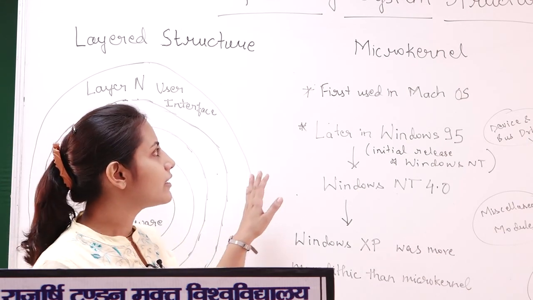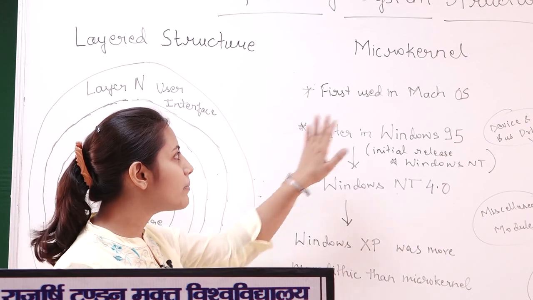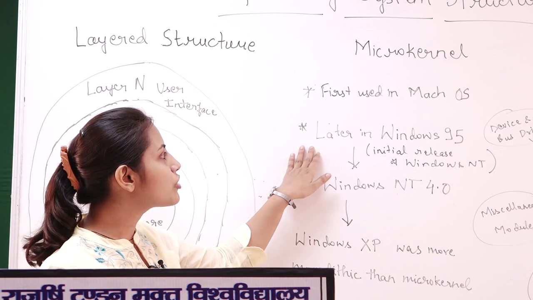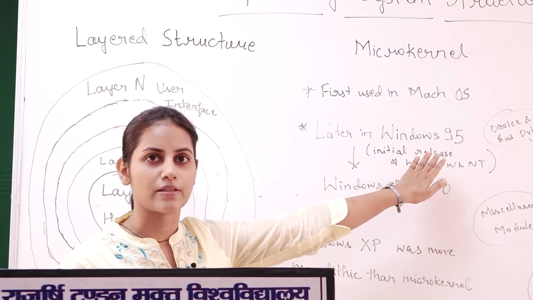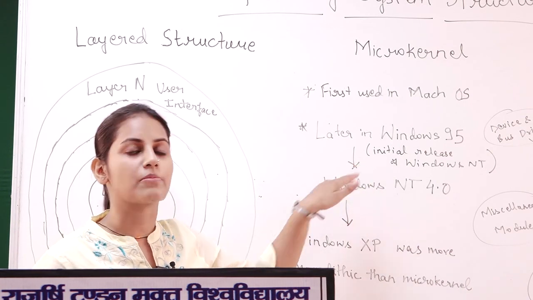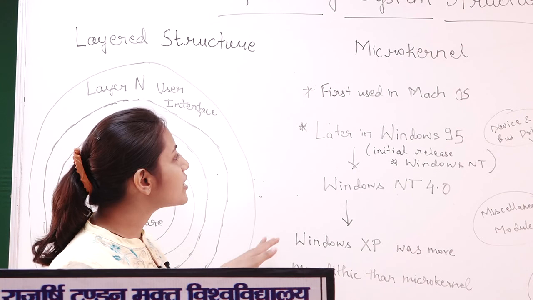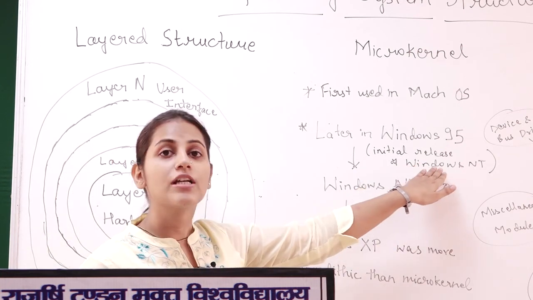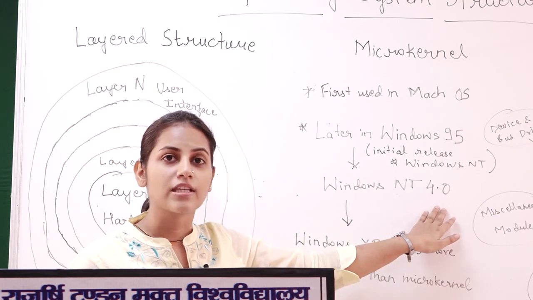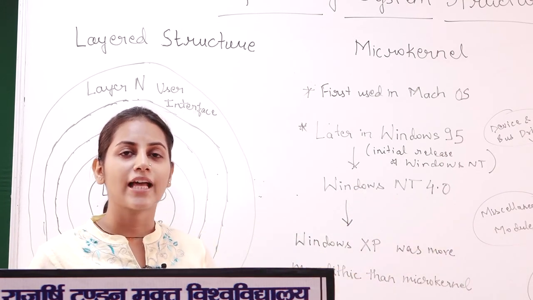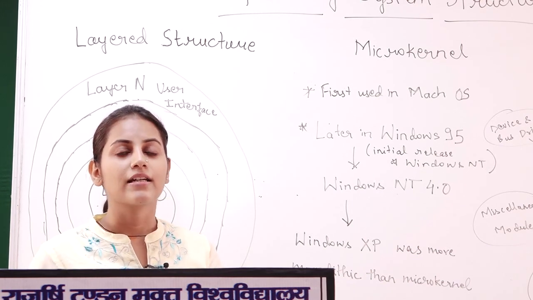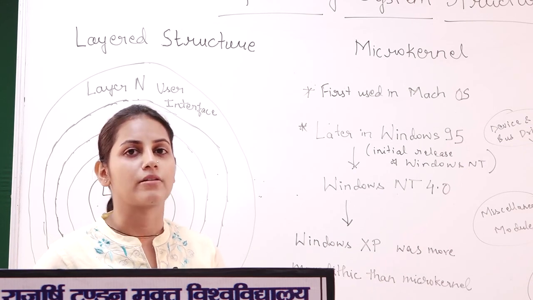As we have discussed, the microkernel structure was first implemented in the Mac operating system. Later, it was also used in the Windows 95 systems. However, the performance levels were very poor in these systems, and therefore, when Windows NT 4.0 systems were developed, which had their initial release as a microkernel system, most of the functionalities of the operating system were again integrated into the kernel and the kernel was in a way made larger.